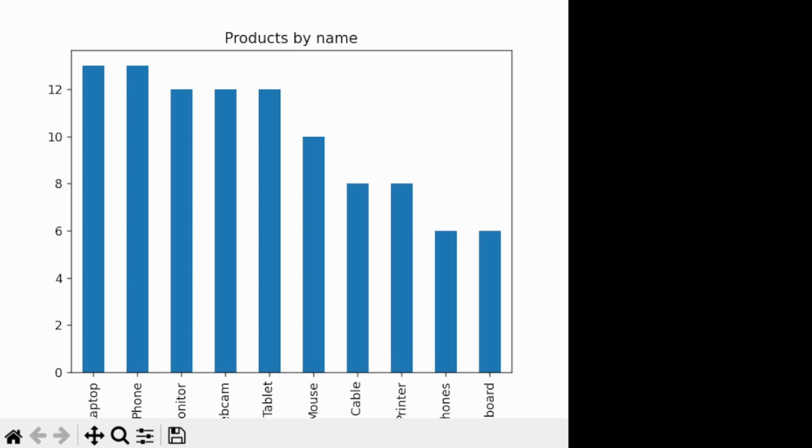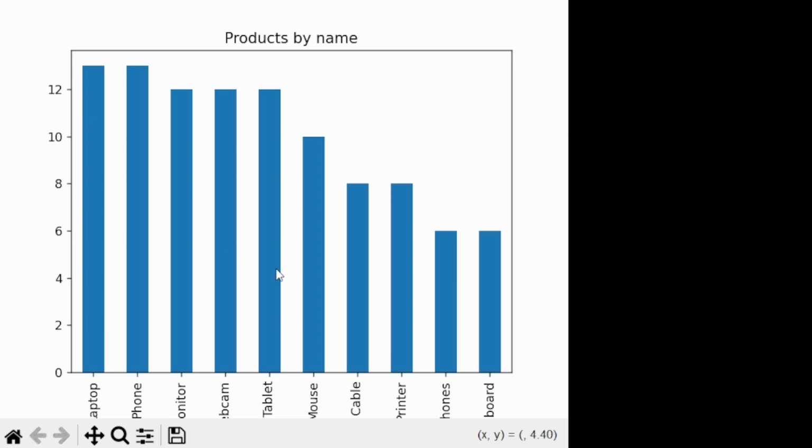So this bar chart answers the following questions. That is, which category is largest, which category is smallest, which categories should we compare? You can see the bar chart here of the products. You can see laptop, phone, monitor, webcam, tablets. You can see all of them here with their corresponding levels.